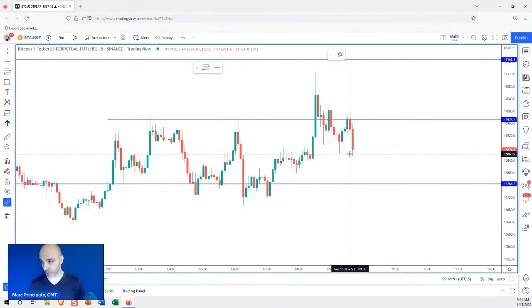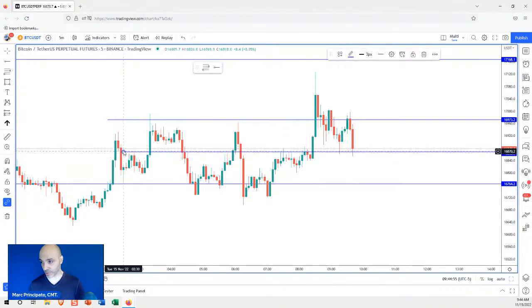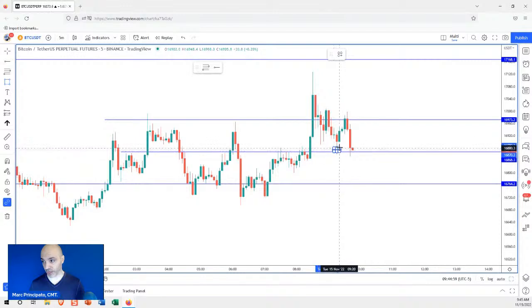Look at the pin bars. There's a couple of them. But as you can see, it's not sticking. Okay, you see that? If this market was strong, like when you get a pin bar reversal and there's going to be bullish momentum, you should not see this.